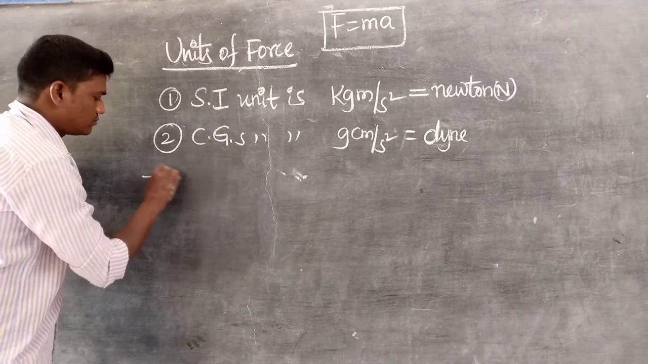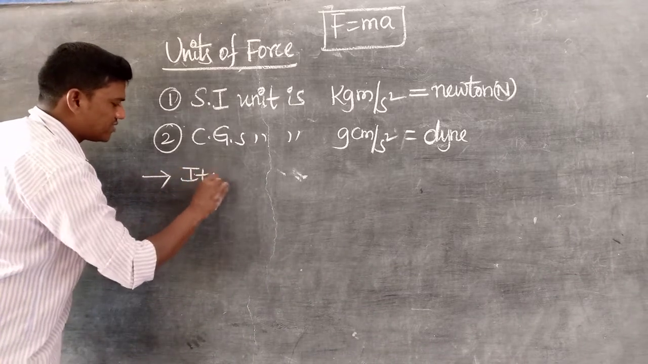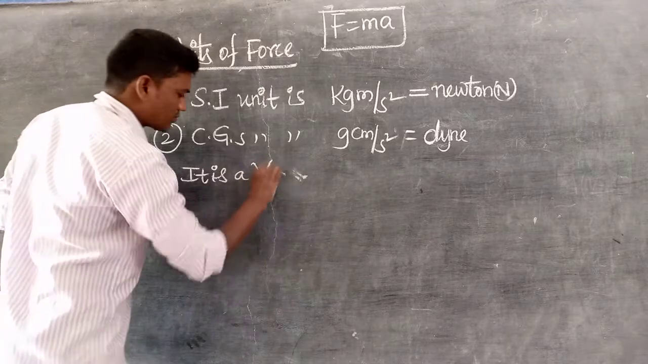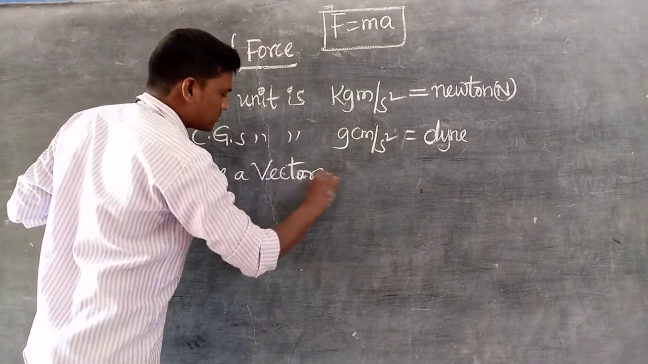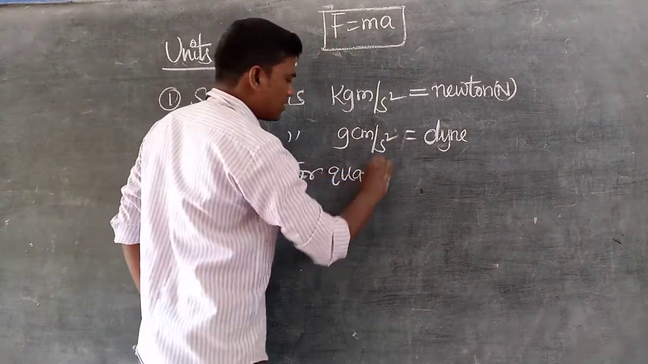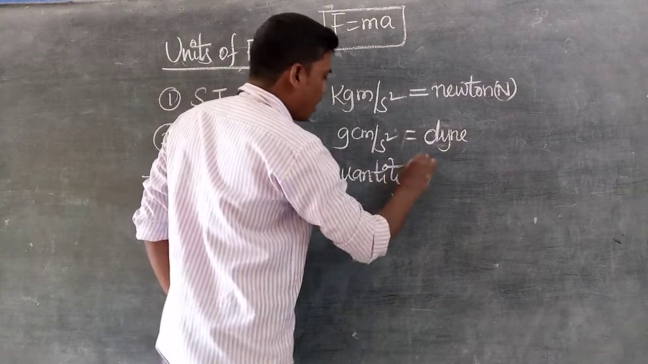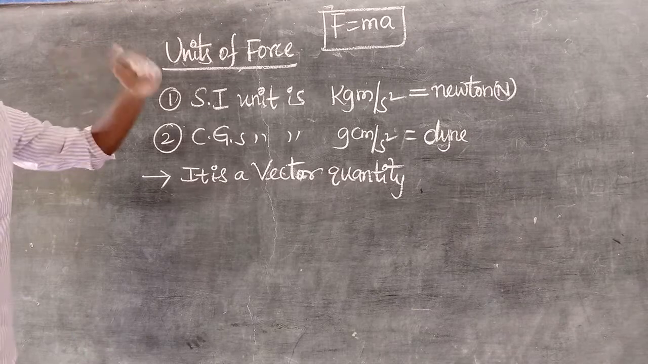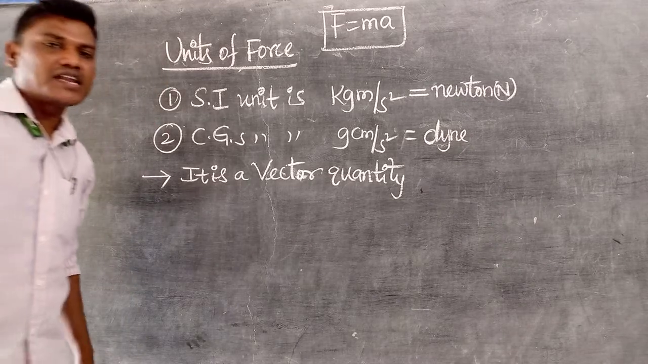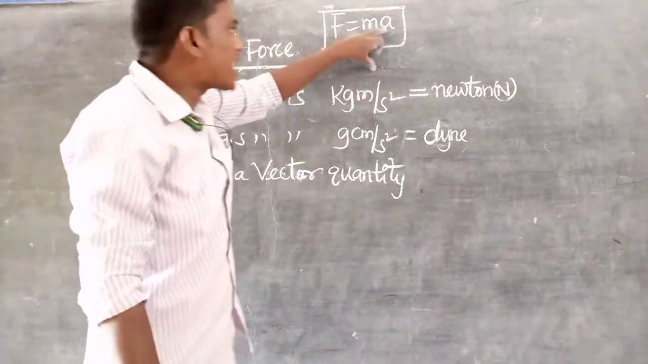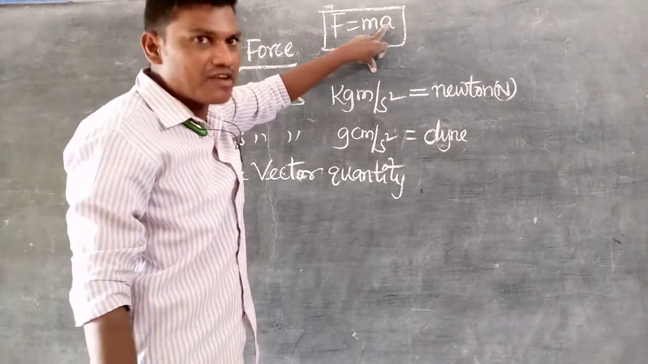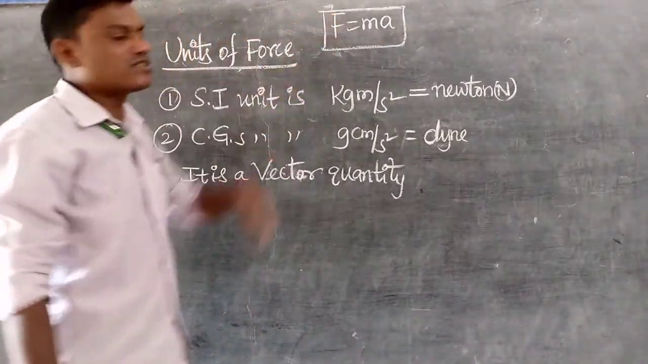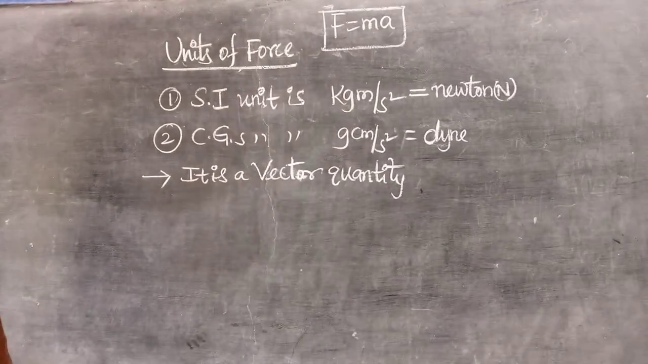So it is a vector quantity. Why it is a vector quantity means, so the force is acting in which direction? Along the direction of acceleration. So acceleration is a which quantity? Vector quantity. That's why force is also a vector quantity.